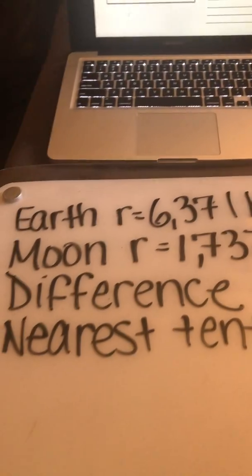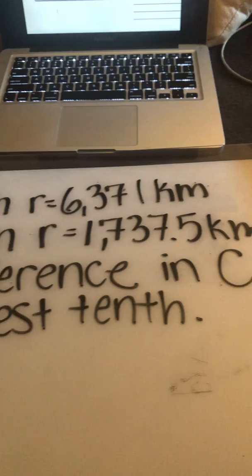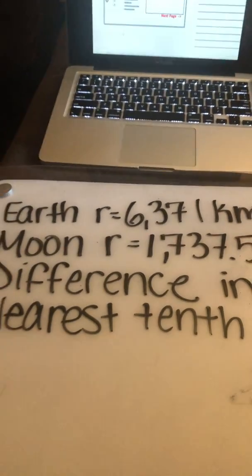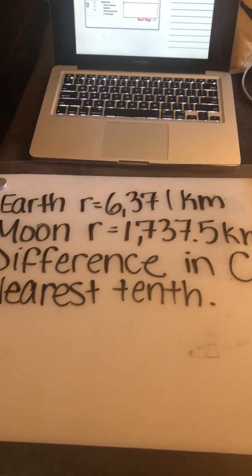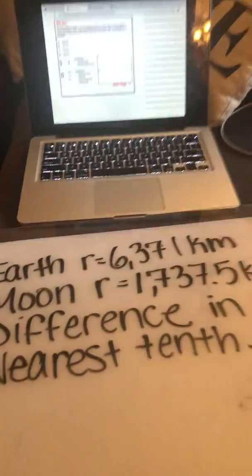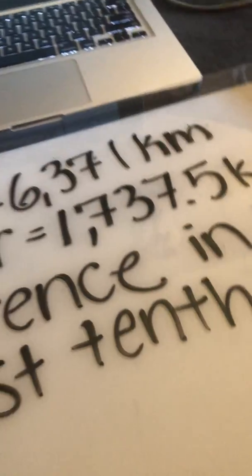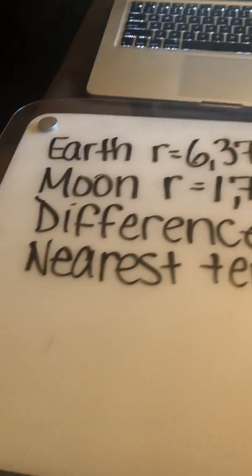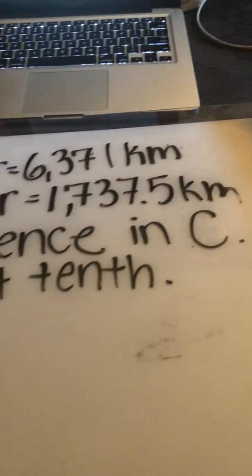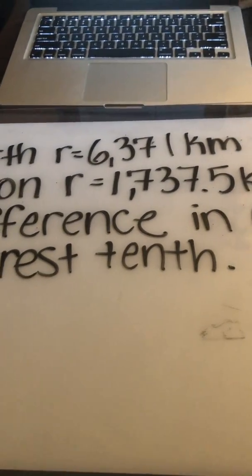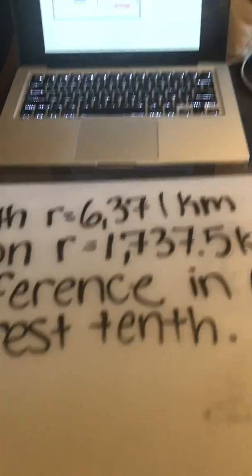Okay, so here is my list for our O step. So I wrote down the two measures we were given, our two radiuses, and then I also wrote down the difference in C, which is standing for circumference, and that we have to remember that we are rounding to the nearest tenth. Okay, so that's all the information we know so far.